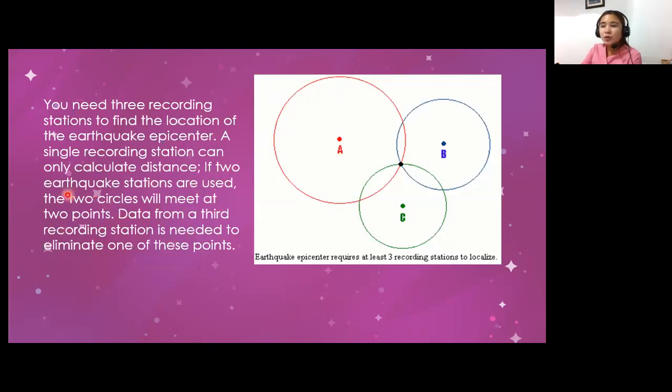Okay? If 2 earthquake stations are used, the 2 circles will meet at 2 points. Data from a 3rd recording station is needed to eliminate one of these points. So, kailangan ng 3 station, and from the radius, yung distance, doon, kapag nagkatagpo na yung 3 bilog, ito yung epicenter. Okay? So, again, earthquake epicenter requires 3 recording stations to localize. So, ibig sabihin, kung wala kang tatlong station, hindi mo mahanap yung epicenter.